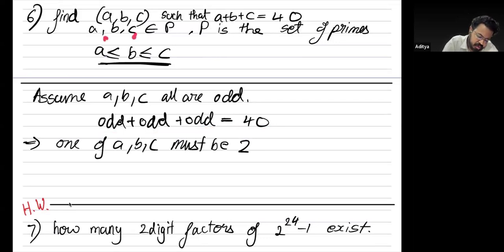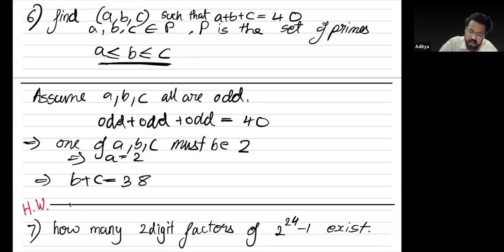If one of these is 2, then if B is 2, then A definitely has to be 2. If C is 2, then both of these have to be 2. So definitely we'll have A equal to 2. This implies A equal to 2. So our question reduces to solving B plus C equal to 38.